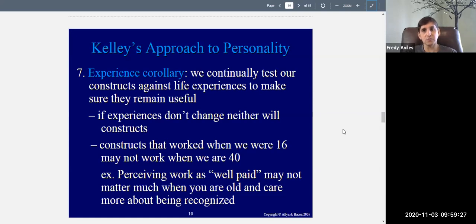If our experiences don't change, our constructs won't either. If our life is always the same, we don't learn new things, then our thinking won't change. But we find usually that the world keeps changing and our experiences keep changing. Constructs that worked when we were 16 may not work when we are 40. When we were 16, things were different. We were different. We had more energy. We were younger. We were probably better looking. We can behave differently.